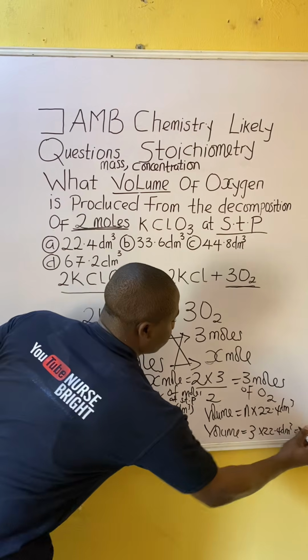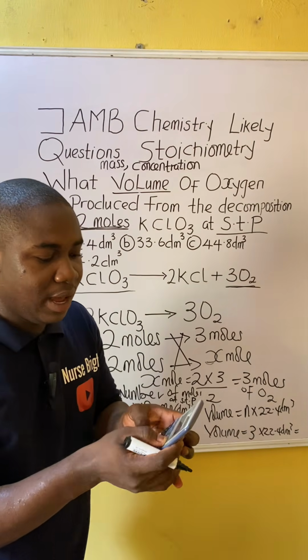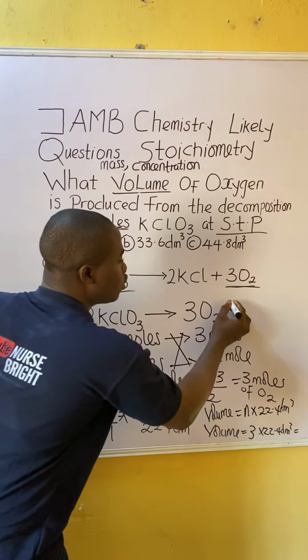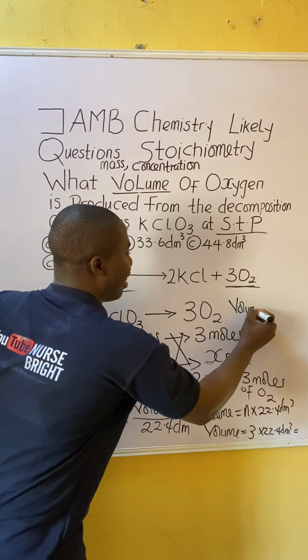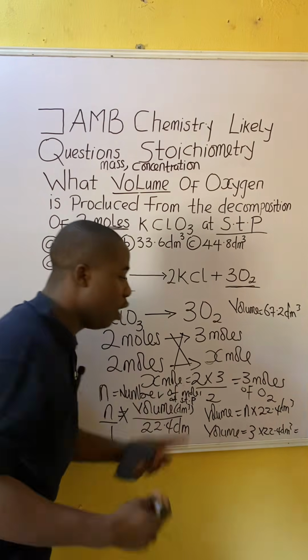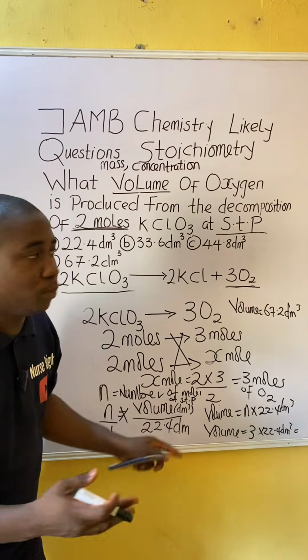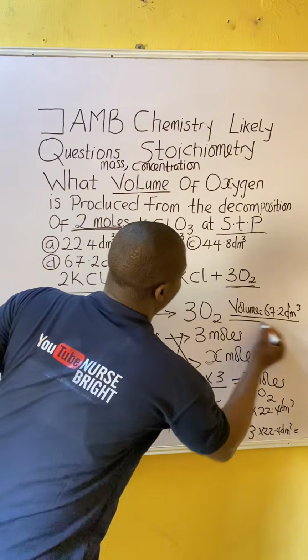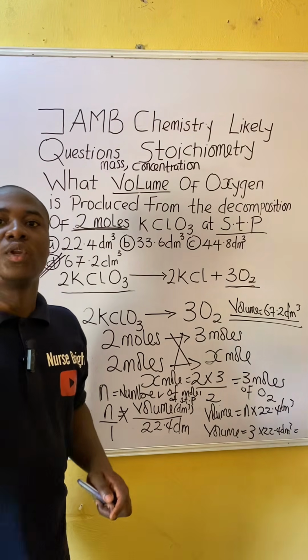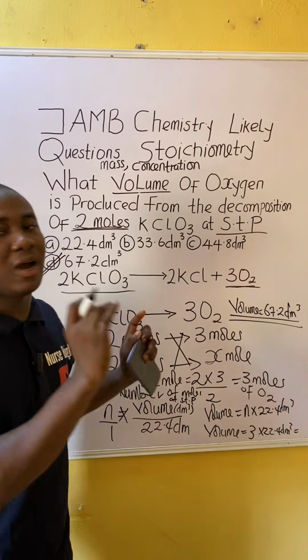What becomes the answer to the question? Let's press our calculator. 3 times 22.4, that is 67.2. Wow. So I had the volume of oxygen gas to be 67.2 dm cube for sure. You can see the volume here is in dm cube. So basically, the answer to this question becomes 67.2, and the answer to this question is option D. So you can see how questions under this aspect are being solved.